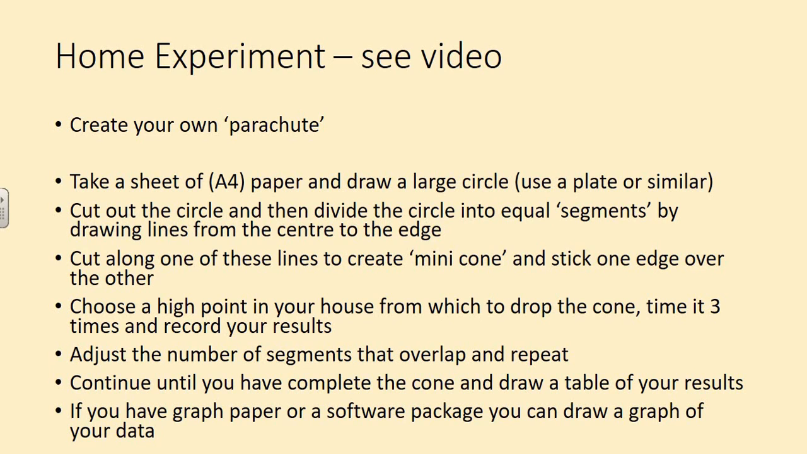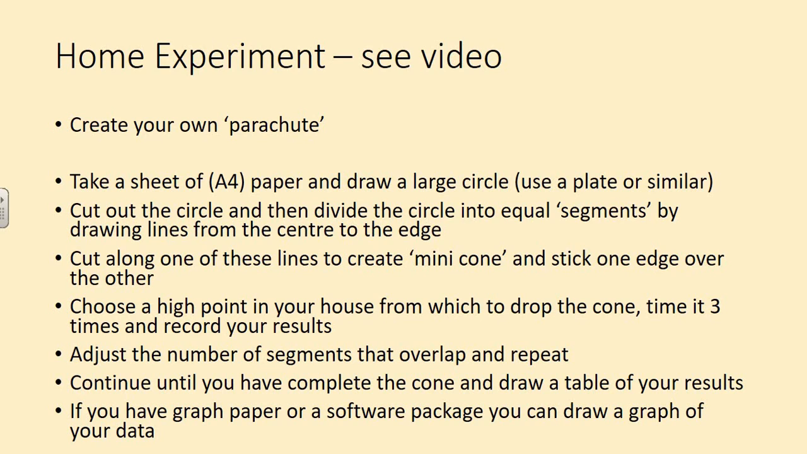Okay. Then choose somewhere in your house or outside from which you can drop the cone. Okay, and someone can hold it whilst you time it, or the other way around. You need to be able to measure that height though. You're going to do that 3 times, and you're going to record your results, the time that it takes for the cone to hit the floor. You're then going to adjust your cone, change the number of segments that overlap, and repeat it. And continue until you've done as many as you can, okay, and your cone is a completely different shape.